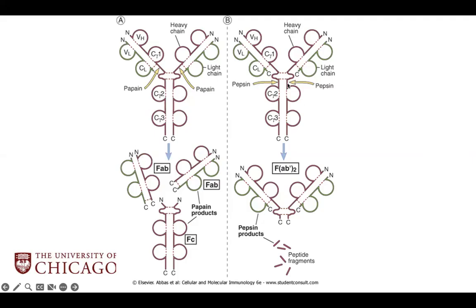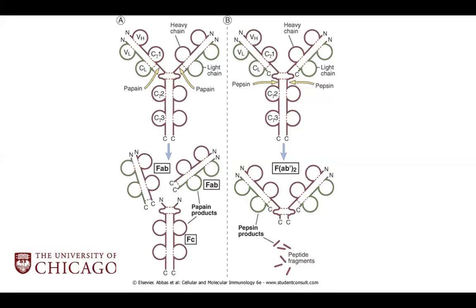But if you use pepsin, it actually degrades it below the hinge. So when it cuts below the hinge, all you get is one FAB2, and then you get these peptide fragments of what the other part of the heavy chain would be. So it's a little bit of difference. I don't know if it's still necessary to know this or not. I can remember memorizing that for boards, but I honestly don't remember if it comes up or not.